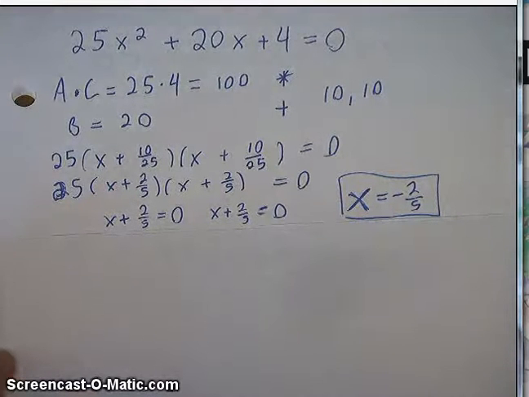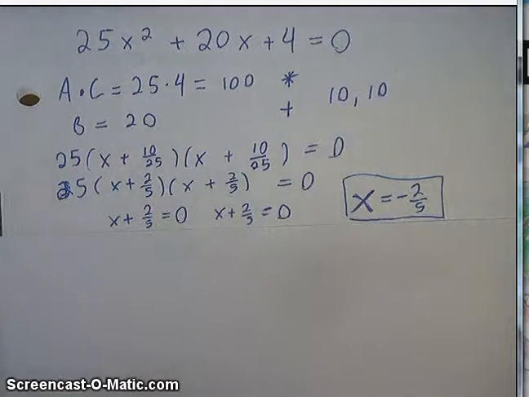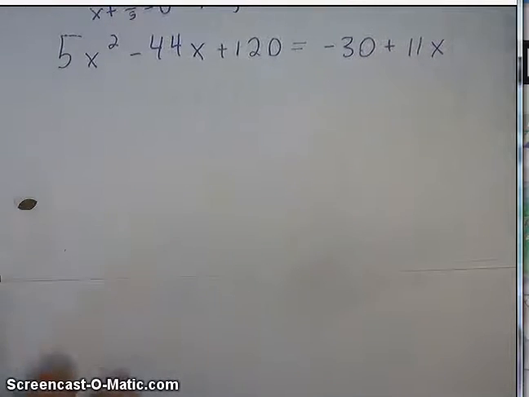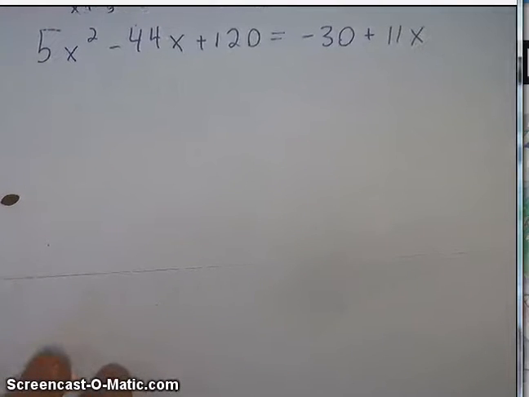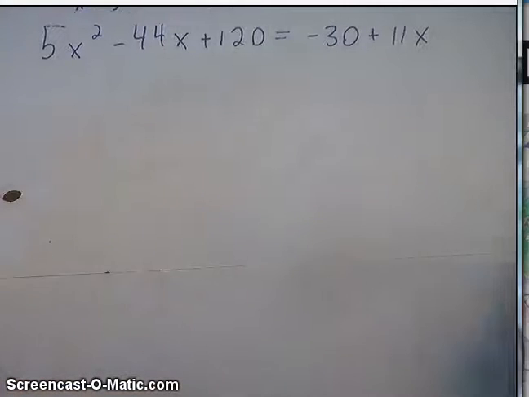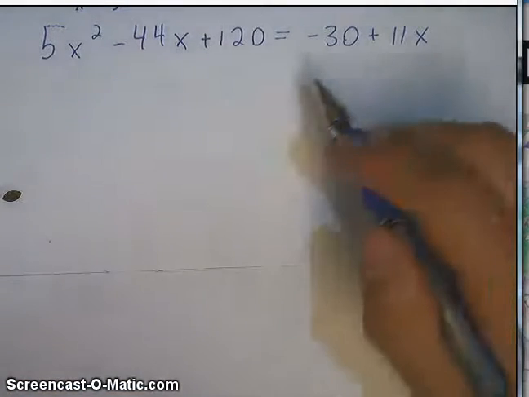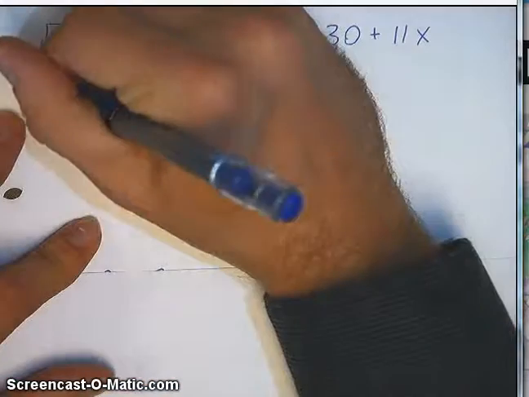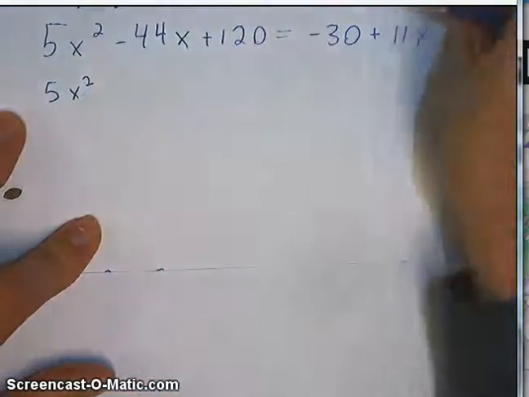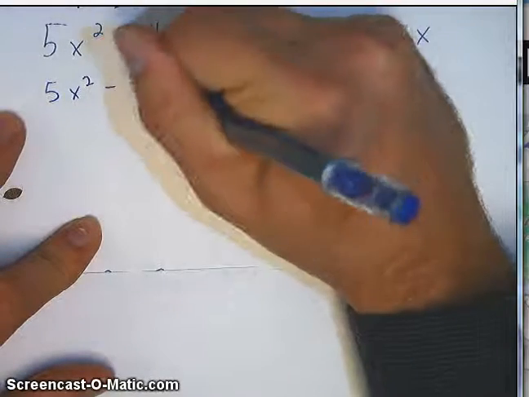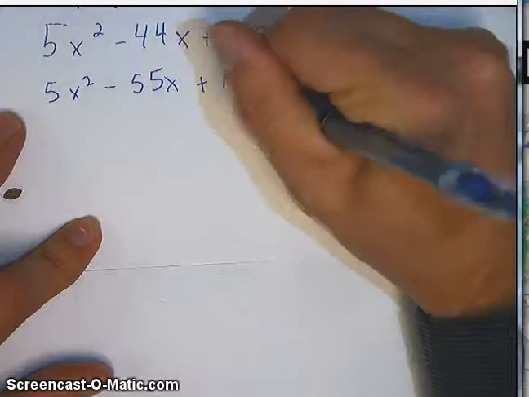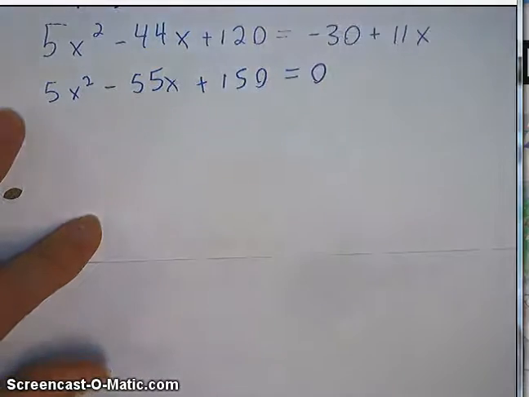So I don't think that's particularly easy, so we probably ought to practice it a couple more times here. Here's another one, and I've stepped it up a notch. On problems like these, you simply need to remember that in order to solve it, it needs to be equal to 0. And I'd prefer to get the 0 on this side. So I'm going to add 30 over here, and I'm going to subtract 11x over here. I'll make that 5x squared minus 55x, because I subtracted the 11x over there. Add the 30 to get 150 equals 0.